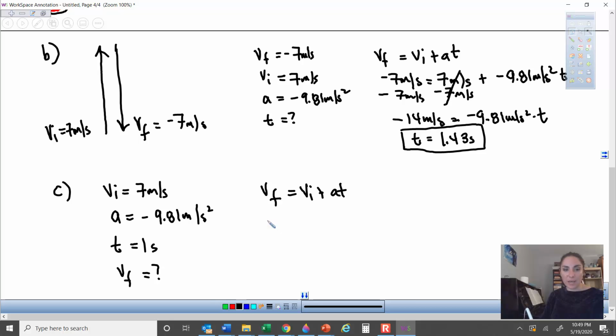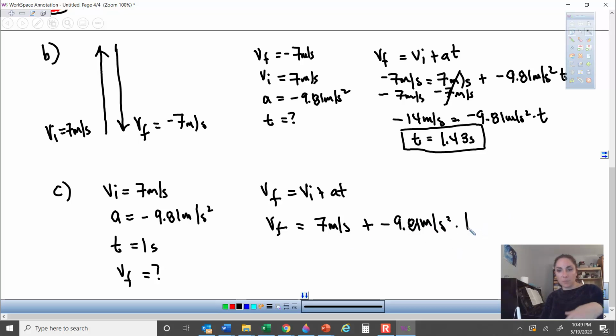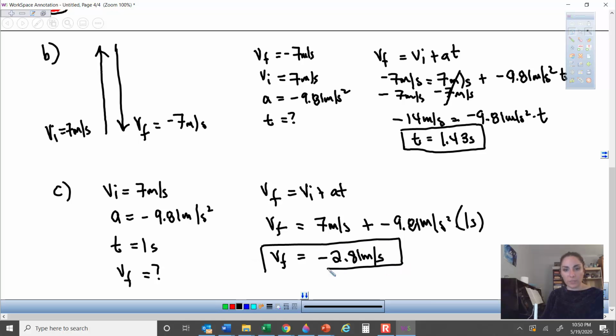Having the time is actually fantastic because you can do things like this. You can figure out exactly how fast it's going. So 7 meters per second plus negative 9.81 meters per second squared times t. I'm sorry, t is times 1 second. So this becomes times 1. So basically this becomes 7 minus 9.81. My velocity becomes negative 2.81 meters per second. The negative means we're moving downward.